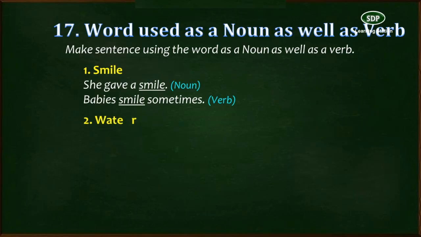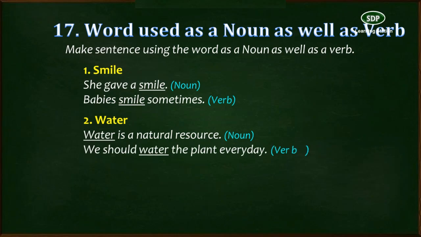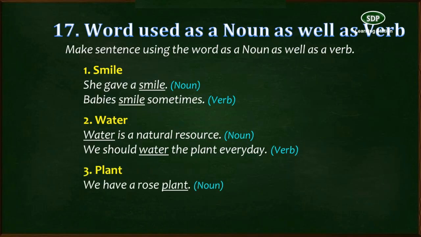Water. Water is a natural resource. Here, the word water is used as noun. We should water the plant every day. Here, the word water is used as verb. Plant. We have a rose plant. Here, the word plant is used as noun. Let's plant flowers in the garden. Here, the word plant is used as verb.